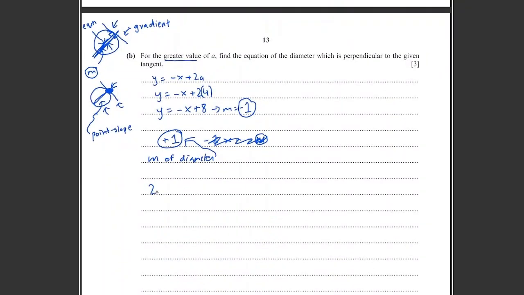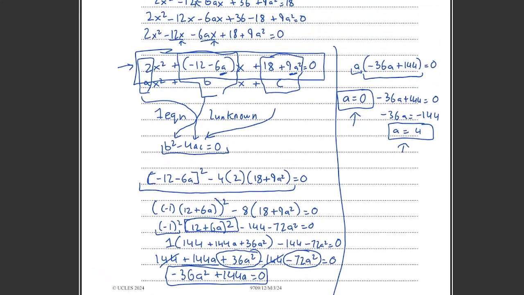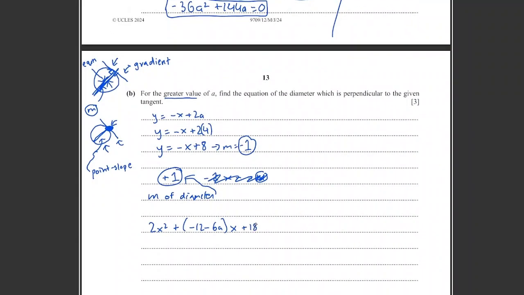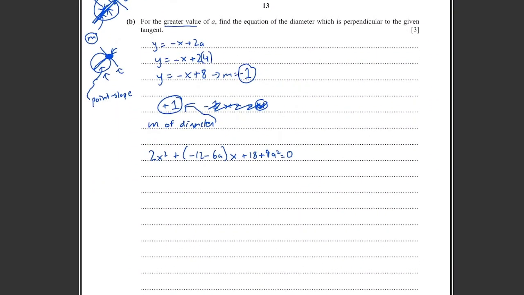So this is 2x squared minus 12 minus 6a x, and then plus 18 plus 9a squared equals 0. What I'm doing here is writing the merged equation of the tangent and the circle, and its function is to tell me the coordinates where the tangent intersects with the circle. That's what a merged equation does.